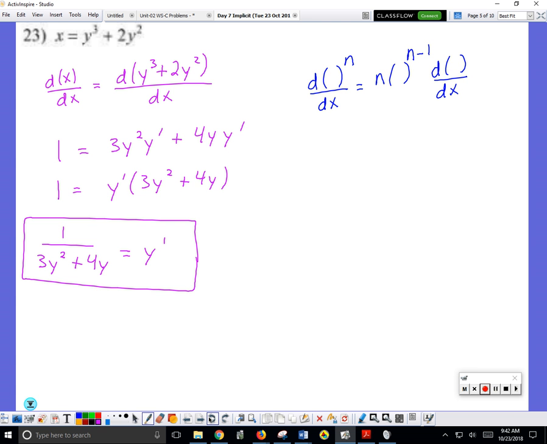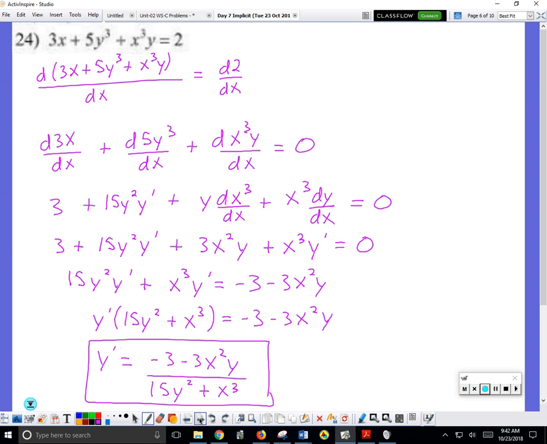Questions? Anything bothering anybody? Cool. It should feel like the same thing you've been doing, really the only extra step is the algebra at the end to isolate the y prime. So, going in order, 24, go.